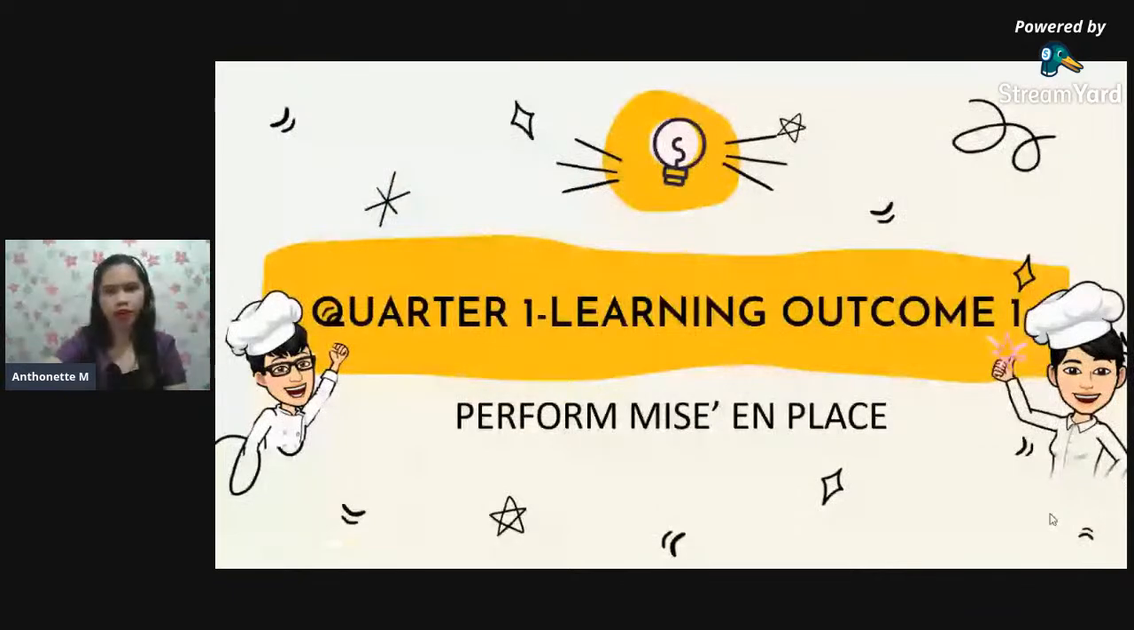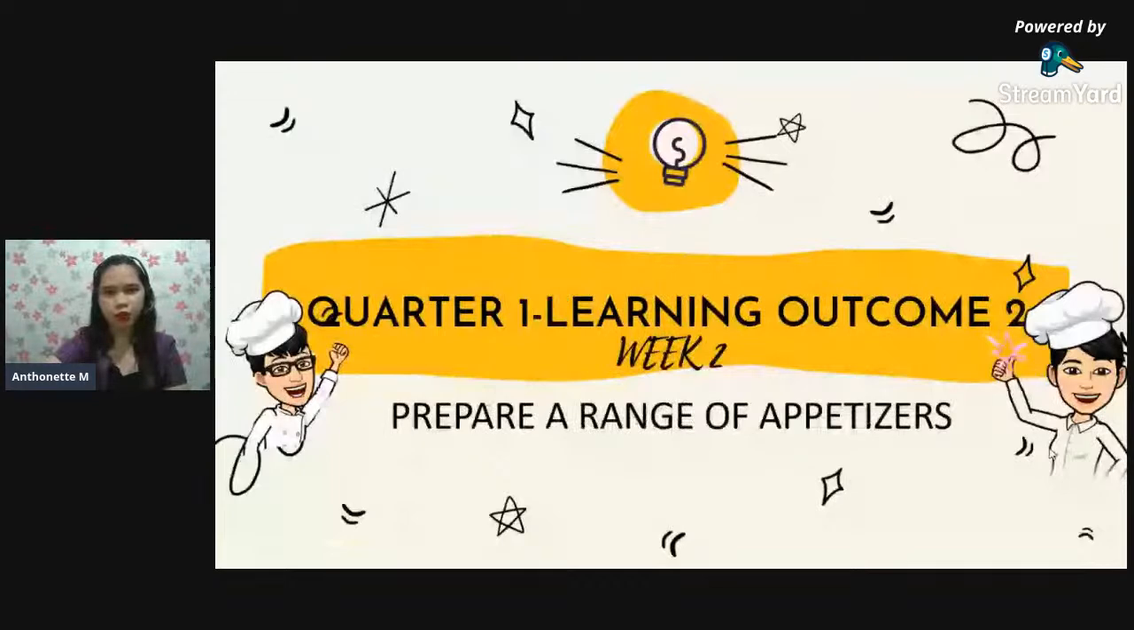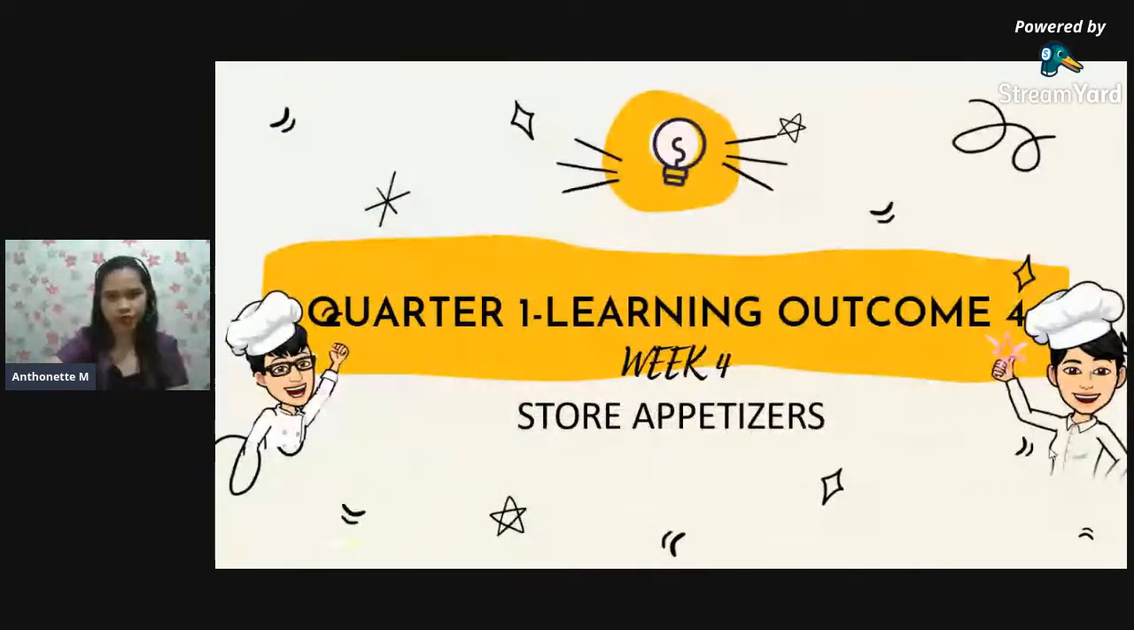Our LAS for Cookery 9 is composed of four learning outcomes: learning outcome 1, learning outcome 2, learning outcome 3, and learning outcome 4. For quarter 1, learning outcome 1 is Perform Mise en Place, and it will be tackled today. Learning outcome 2, week 2, next week, is prepare a range of appetizers. For week 3, learning outcome 3, present a range of appetizers. And for week 4, store appetizers.